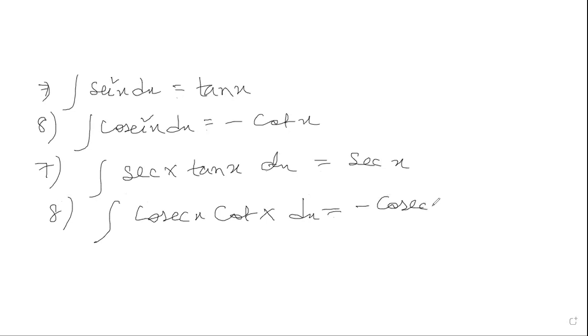So we have another 4 formulas. Sorry, these numbers are wrong. We have another 4 formulas. This is number 9 and this is number 10. So what are the formulas if I count? Then 7, 8, 9, 10.